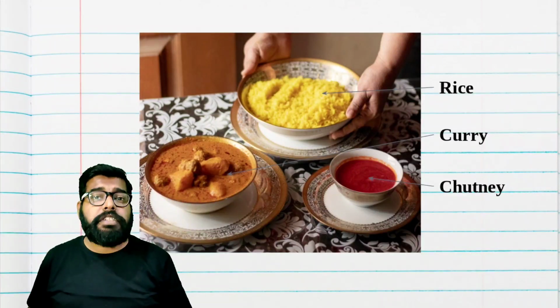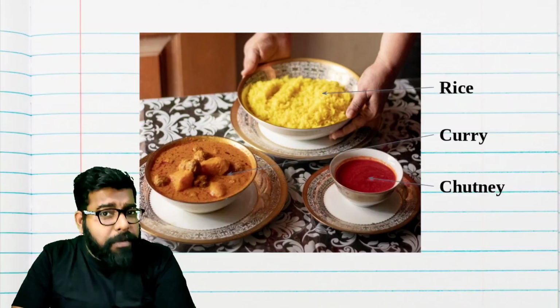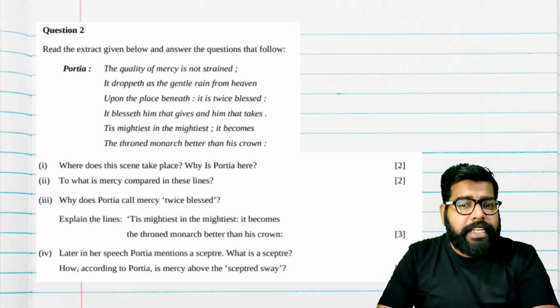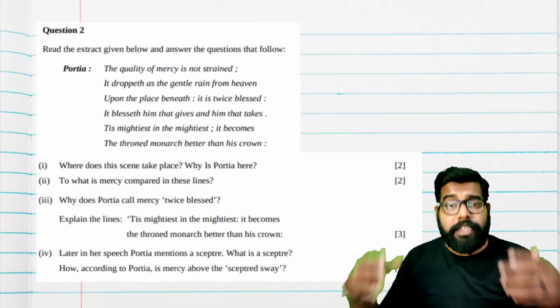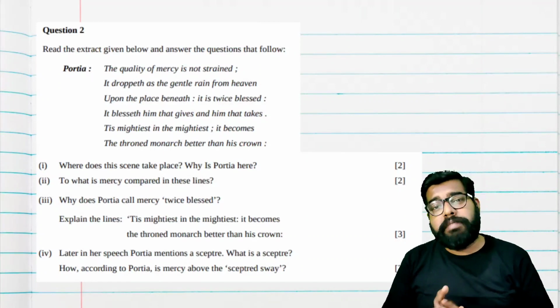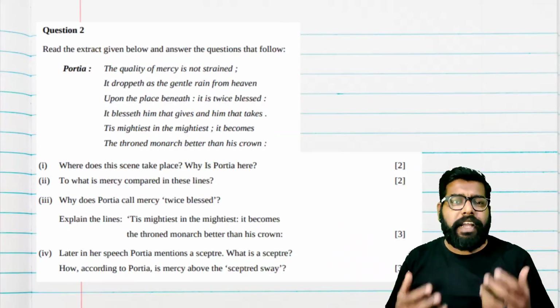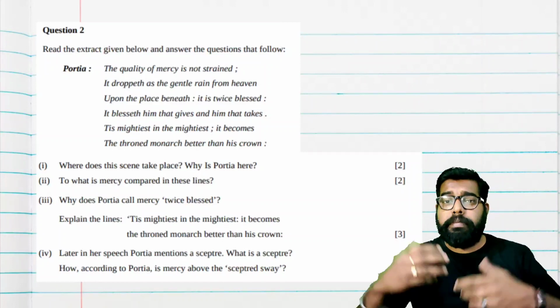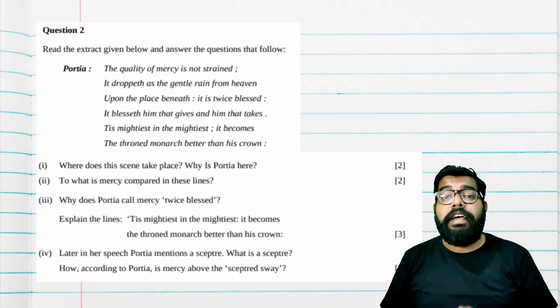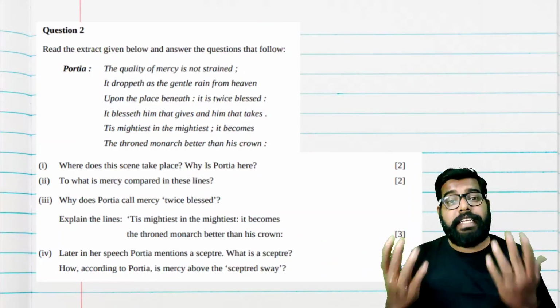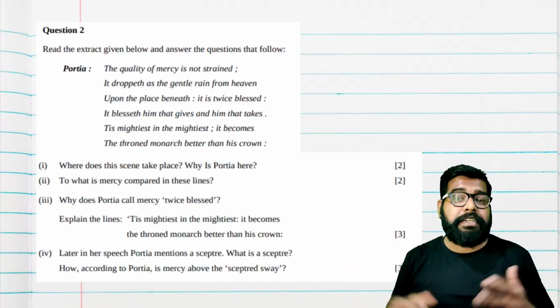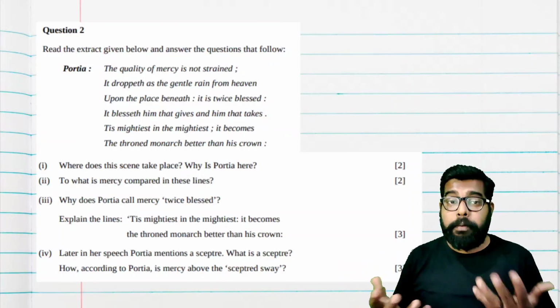So let's see. First of all, let's take a sample question. I'm using this from the sample paper itself. The extract is Portia's quality of mercy speech. The quality of mercy is not strained. It droppeth as the gentle rain from heaven upon the place beneath. It is twice blessed. It blesseth him that gives and him that takes. 'Tis mightiest in the mightiest. It becomes the throned monarch better than his crown.